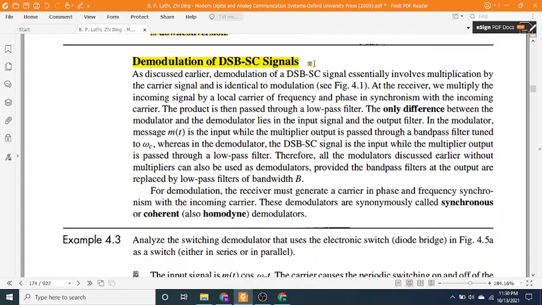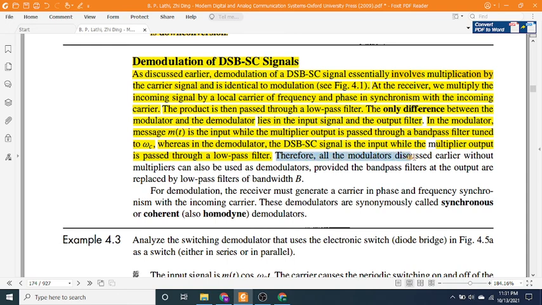Demodulation of DSB-SC signals. As discussed earlier, demodulation of a DSB-SC signal essentially involves multiplication by the carrier signal and is identical to modulation. See Fig. 4.1. At the receiver, we multiply the incoming signal by a local carrier of frequency and phase in synchronism with the incoming carrier. The product is then passed through a low-pass filter. The only difference between the modulator and the demodulator lies in the input signal and the output filter. In the modulator, the message m(t) is the input while the multiplier output is passed through a bandpass filter tuned to ωc, whereas in the demodulator, the DSB-SC signal is the input while the multiplier output is passed through a low-pass filter.